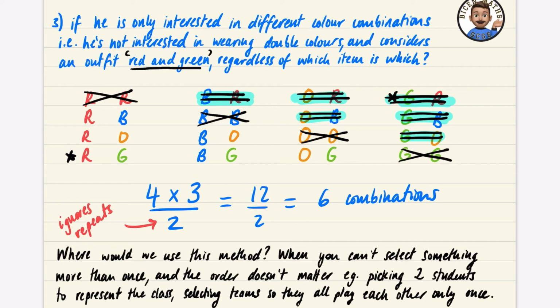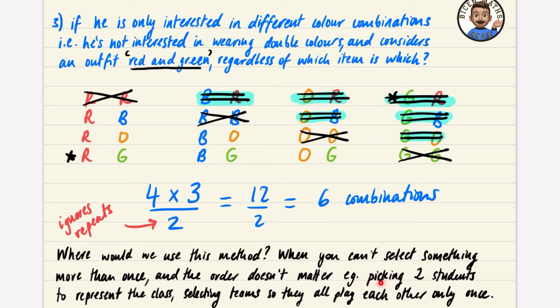So when might we do this method where you take the first one, you times it by the number of choices with 1 less, and then you half it? Well, this is when you can't select something more than once, so we weren't allowed to select the colours more than once, and the order doesn't matter. We didn't care if he was wearing a red shirt and orange shorts, or an orange shirt and red shorts. The order of that didn't matter.